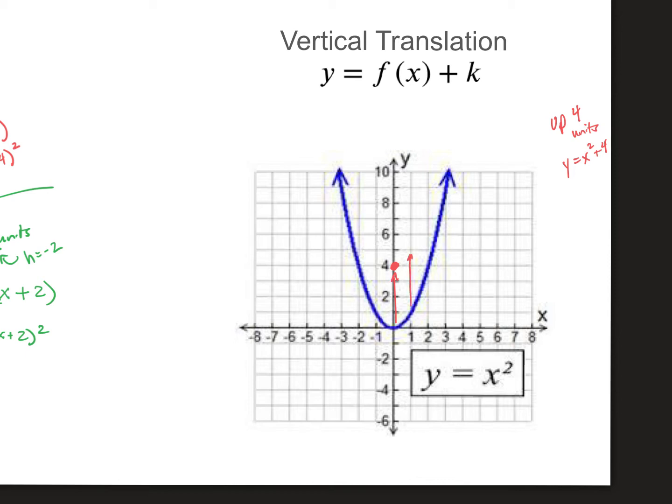We take each one of those points and move them up 4 units, right? So that point would be up 4 units. He's up 4 units. This point's up 4 units. This point right here would go up 4 units. All of my points would shift up 4 units, so my u would be up here like this.